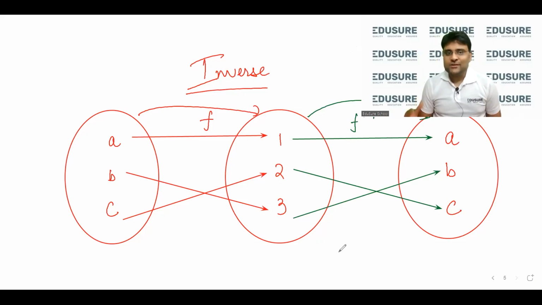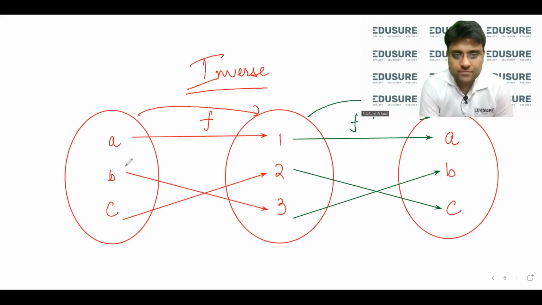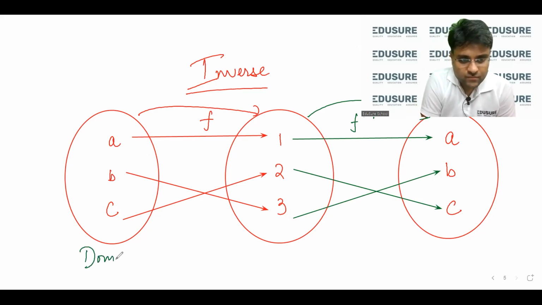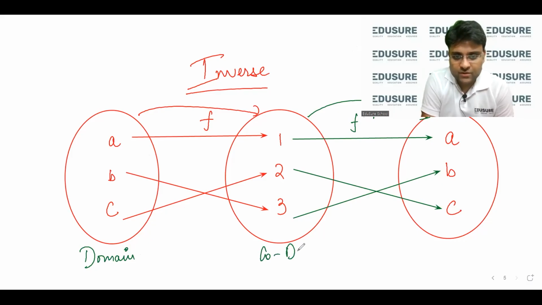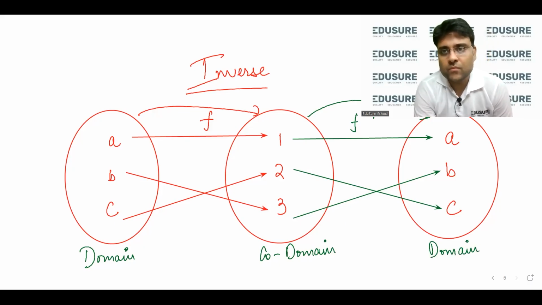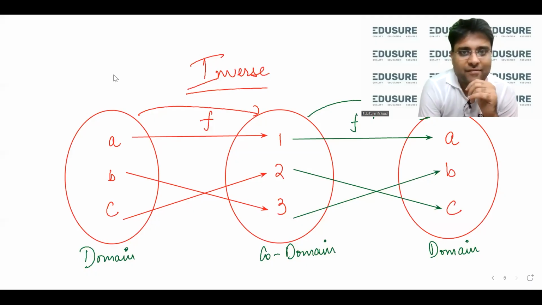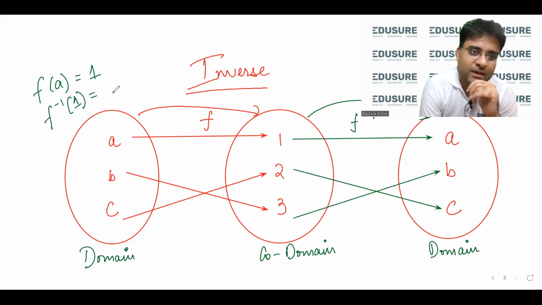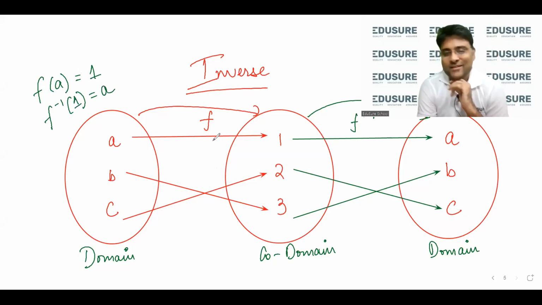Inverse of a function is just this. From the domain, I go to the range. Here I have the domain. The images form the range, which is a part of the codomain. And from the range, I go back to the domain. Okay. If f of A is equal to 1, f inverse of 1 will be equal to A. Right? This is what it is.